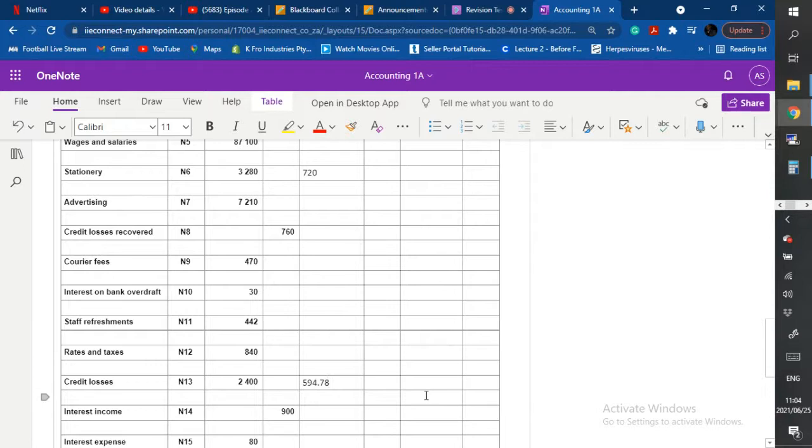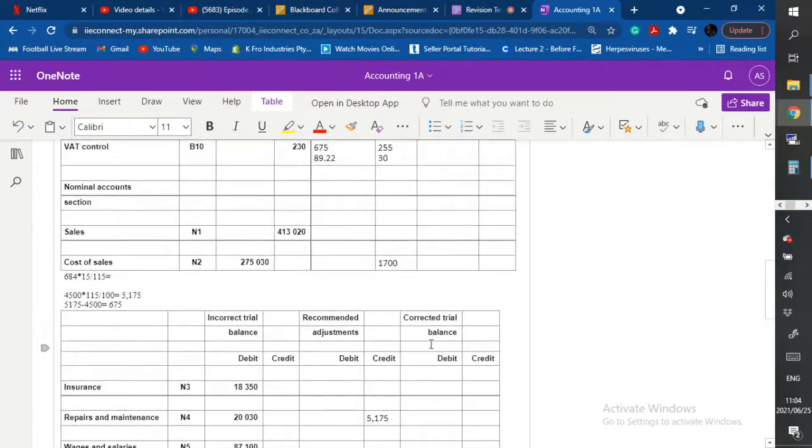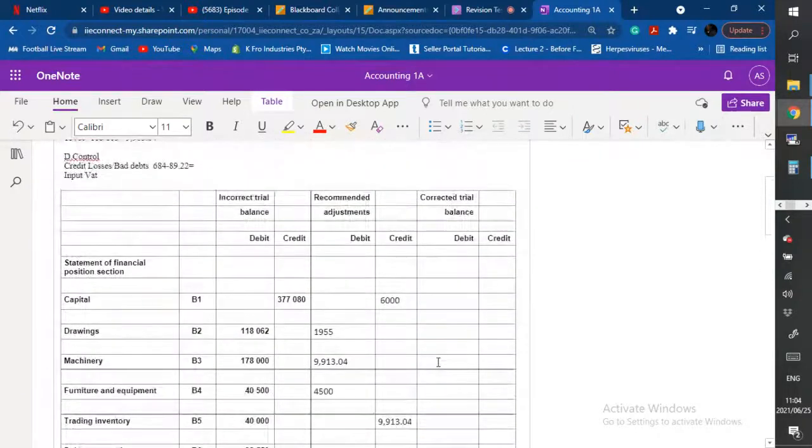Now that you've done all the necessary amendments, your next job is to balance each of these to get the correct trial balance amount. I'm just going to show you one or two of them, and then I'll show you the answers. So here you can see this was the old incorrect balance for capital. We add 6,000 to 377,080 rand. Can you see it has a credit balance? The adjustment was a credit, so we're going to add those two amounts together. Let's just do it mentally. This should give you 383,080. That's your new capital balance.